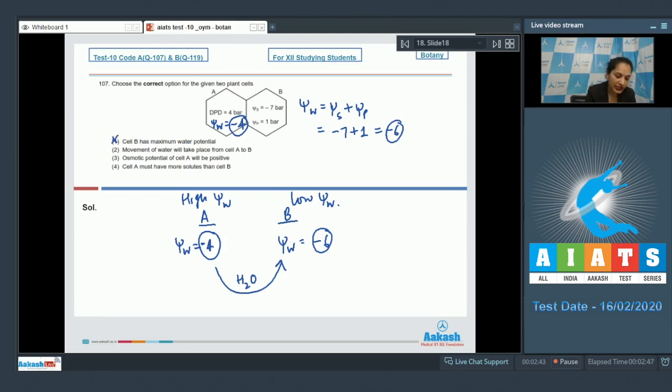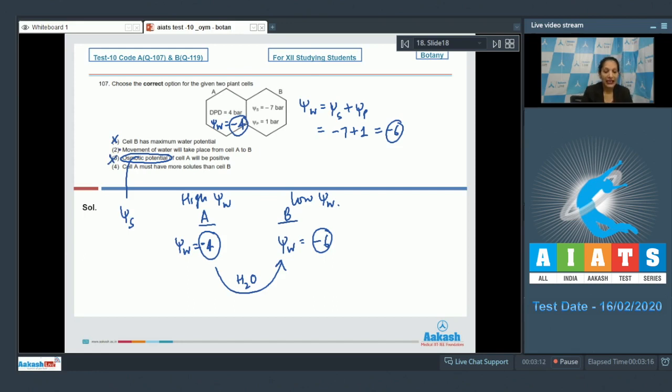So this is incorrect. Third one, osmotic potential of cell A will be positive. Osmotic potential is psi s. Psi s will be positive for the cell A. No, it is not possible. If psi w is -4, it's a solution, and for solutions, psi s cannot be positive. It is always negative. So this is incorrect.